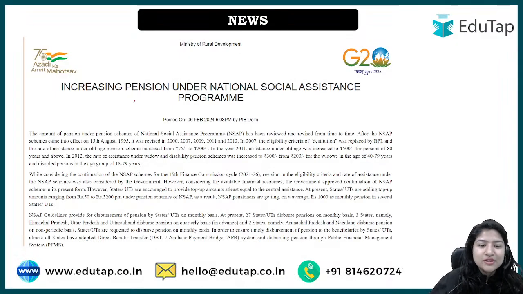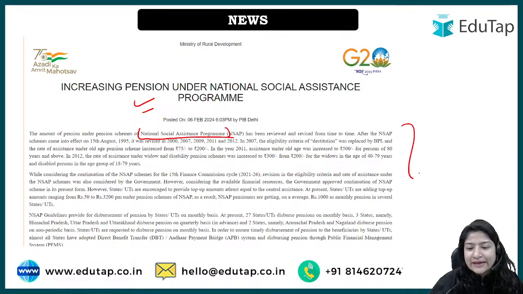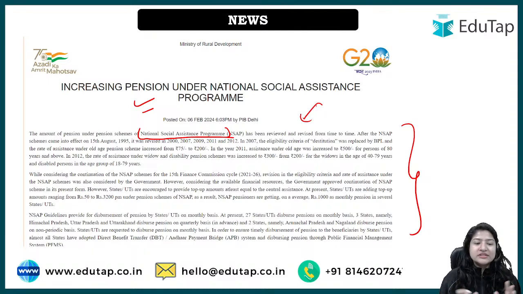Because this particular scheme, the National Social Assistance Program, was in the news, and the detailed information was present in your PIB. So whatever scheme is in the news becomes very important, especially if it has been covered in a detailed manner. All right, so we will talk about each and everything about this particular scheme, the components, right?